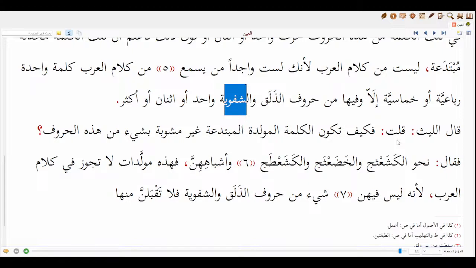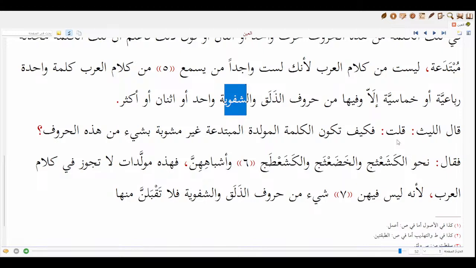So he said نحو كشعثج, like the word كشعثج, خضعثج, and كشعطج وأشباههن. All of these words do not have lam, ra, noon, or ba, fa, and mim. They are free from the 6 letters of ذلاقة.